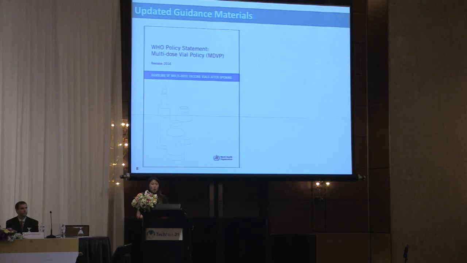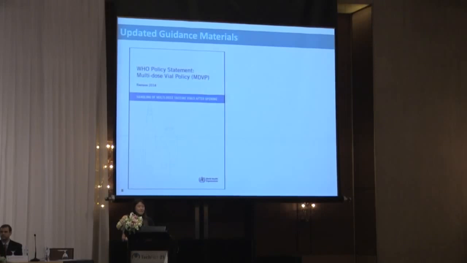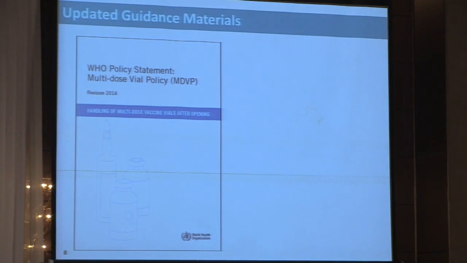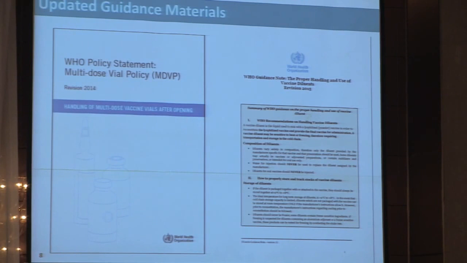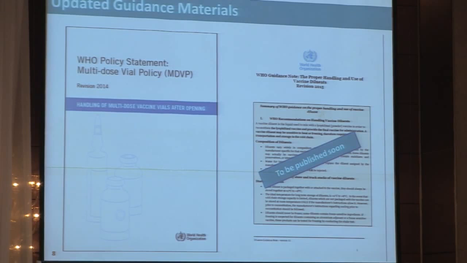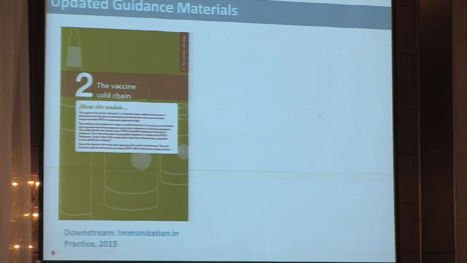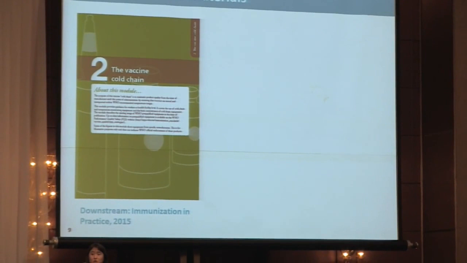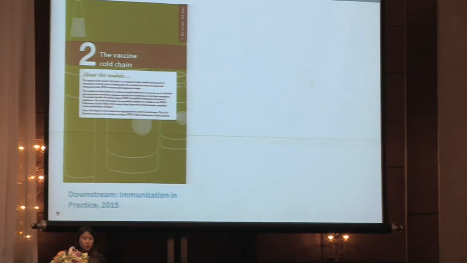We recently updated, revised and disseminated the multi-dose vial policy, which I think everybody in this room should be familiar with. This was revised in 2014. The original was written in 2000, and that was also posted and disseminated through the TechNet forum. And there will be a companion document soon to be published, on the proper handling and use of vaccine diluents. For those who know Immunization in Practice, that has also been updated, and this will be issued in 2015. In Immunization in Practice, there is a vaccine cold chain module.